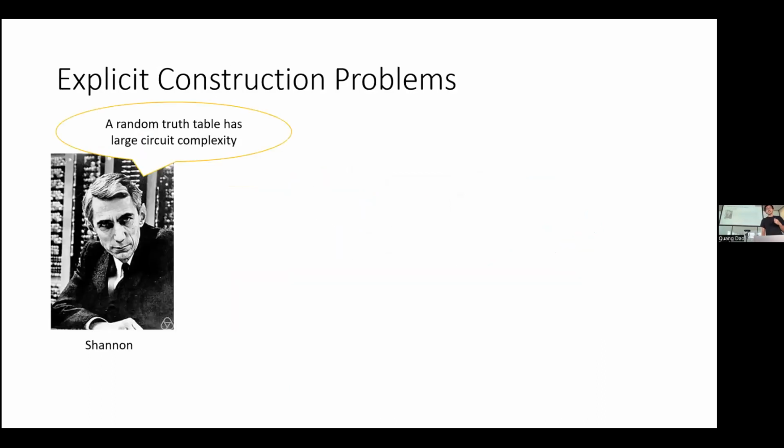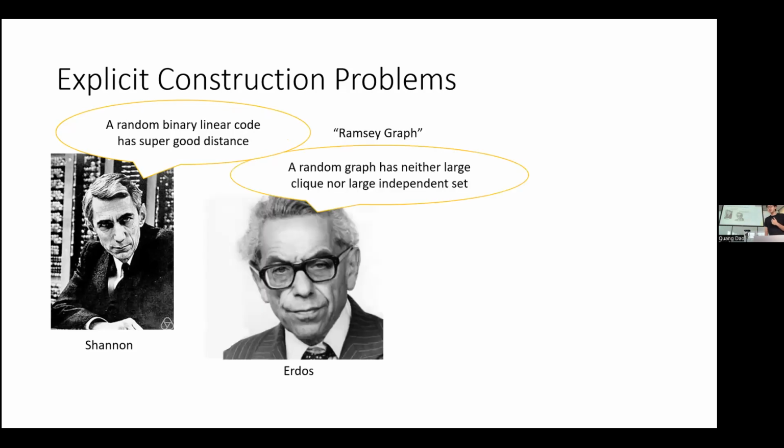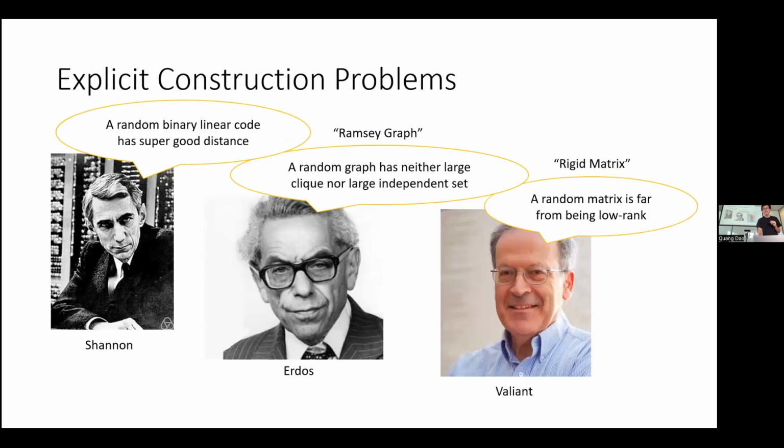This is also not the only example of hardness. For example, we know that a random truth table has large circuit complexity. We know that a random binary linear code has very good distance. We know that a random graph has either a large clique or a large independent set. And we know that a random matrix is far from being low rank. These are called Ramsey graphs and rigid matrices.